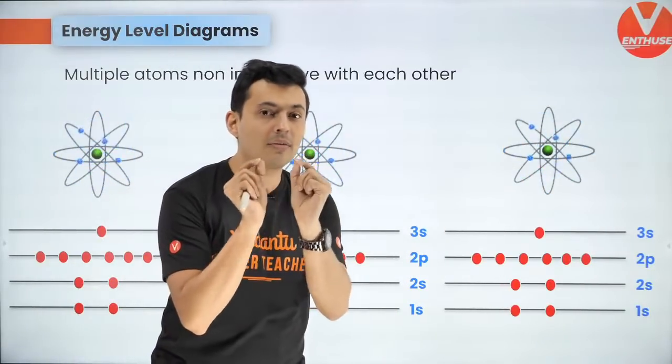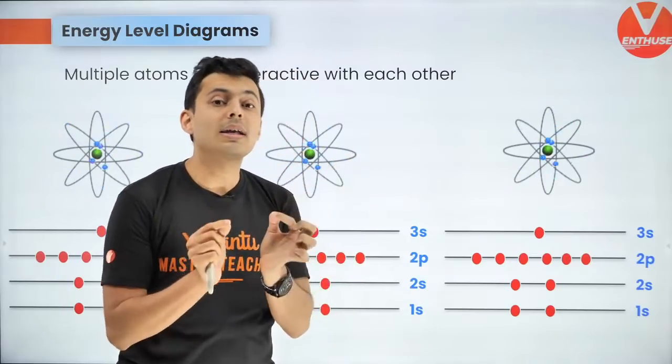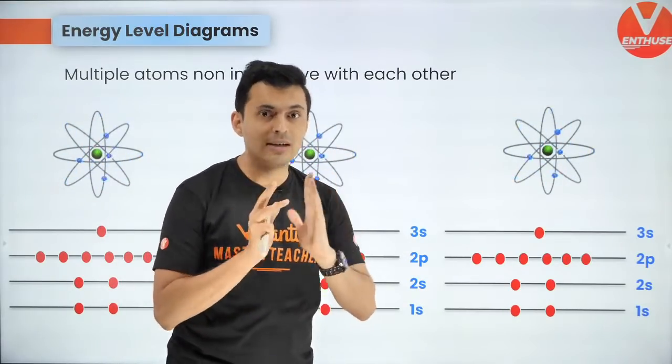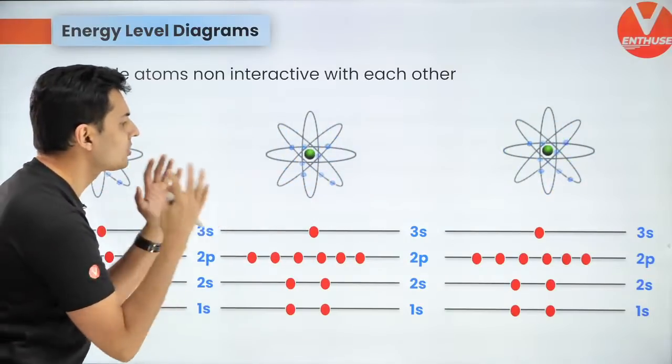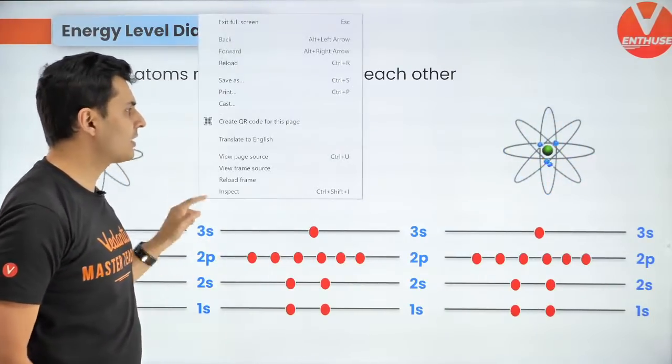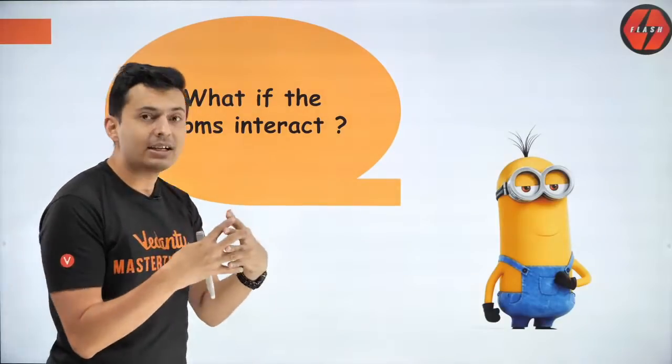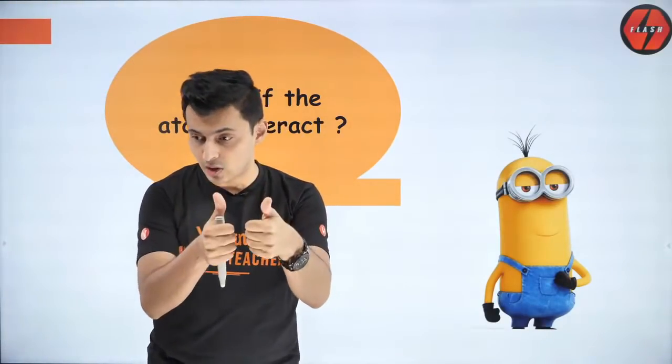They have not yet formed a bond. They are not yet part of a solid. Understand this. Now, what happens if they come close to each other? That's my next question for you. So what happens if they interact? What if they are part of a solid?